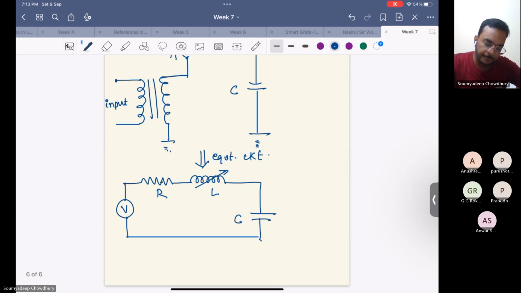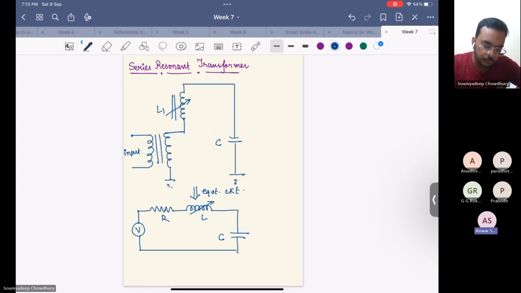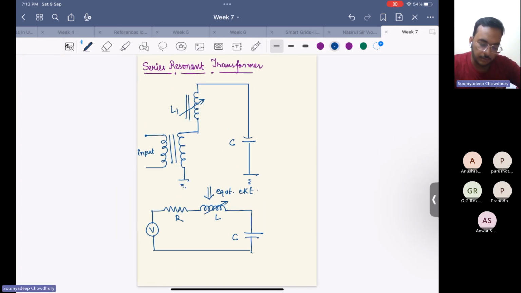So Sir, can we see both the circuits in a single view? Yes, right. Is it fine? This is my load capacitance. Okay, so is it fine, Mr. Anwar? Yeah, right, sir. It's okay.